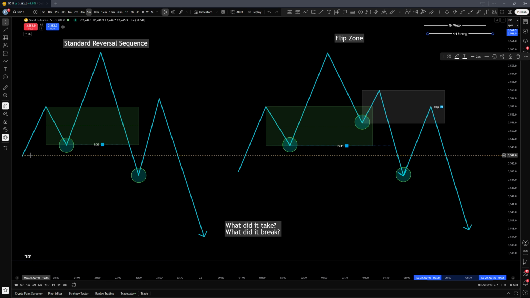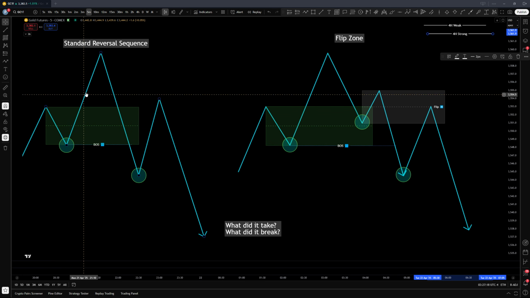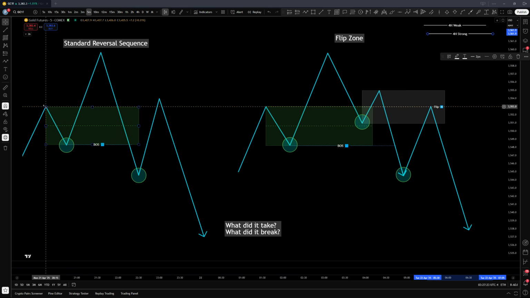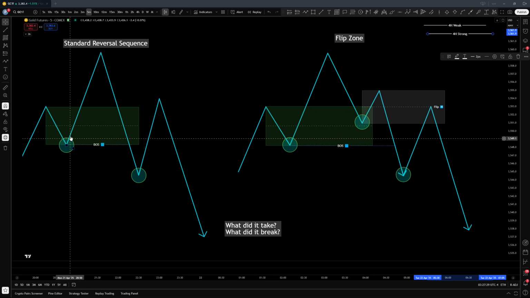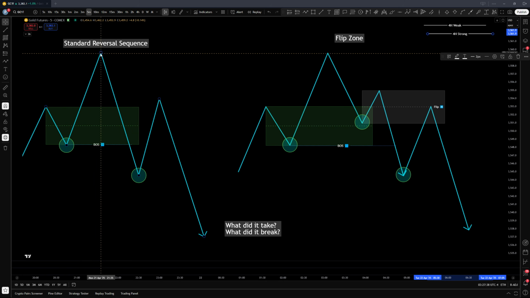Okay, so in a normal reversal sequence, what happens is we've got a series of higher highs and higher lows, and we're moving up, and then we come back down, and this previous pullback that was formed, which I've drawn the rectangle around, this previous pullback is an area, in theory, of demand. Okay, people are willing to buy here and push the price higher.